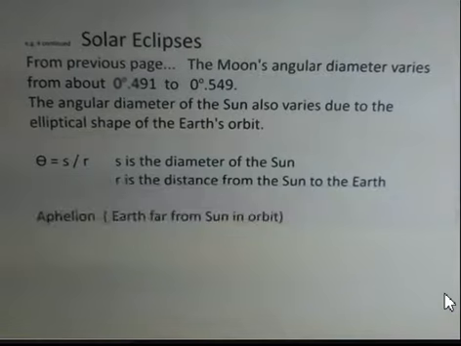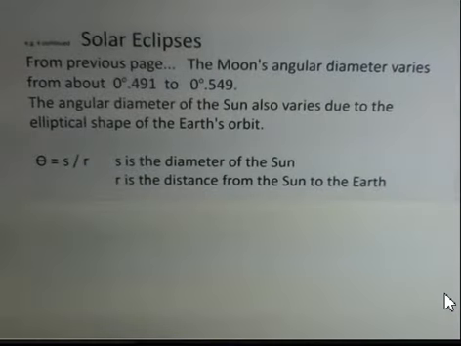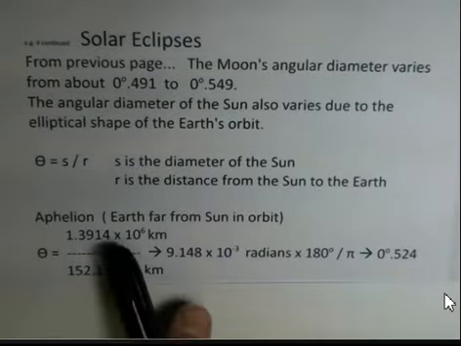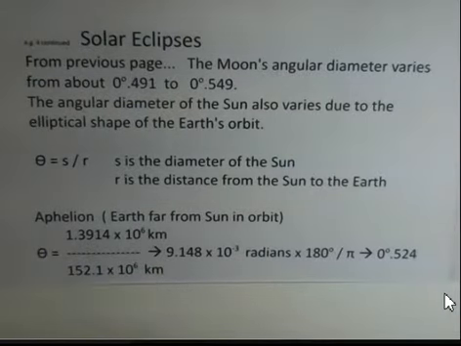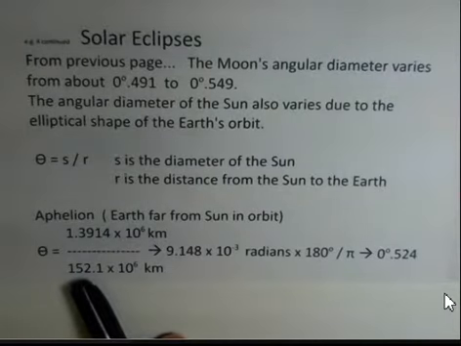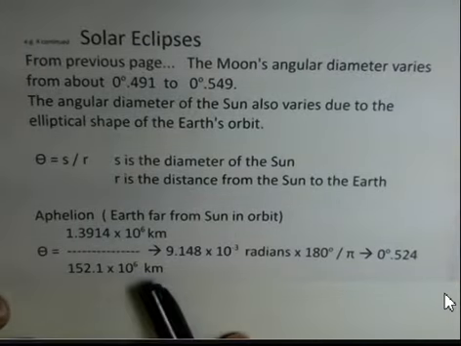But here we go. So again, we're going to be calculating this angular size of the sun using theta equals arc length divided by radius of the circle. And we have two calculations to perform here. At aphelion, when the Earth is far from the sun, we take the diameter of the sun, 1.3914 times 10 to the 6 kilometers, and divide by the number of kilometers that the Earth is away from the sun at this time. This is not the average distance of the sun from the Earth. This is at aphelion, when the Earth is farthest away in its ellipse. We get a number of radians.